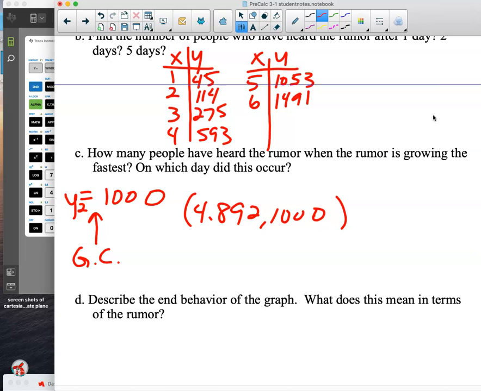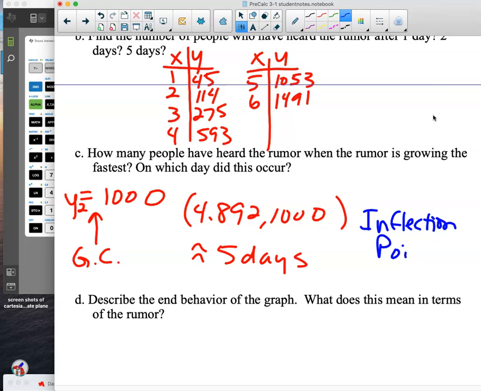Well, 4.892 was about time. And this is just a rumor, so we'd probably want to say about 5 days. If they want to know specifically, yeah, we could break this into 4 days and then figure out the 0.892 of the next day. But for a rumor, we're probably just going to say it's going to be about 5 days. And then we'll have those 1,000 people growing the fastest at our inflection point.